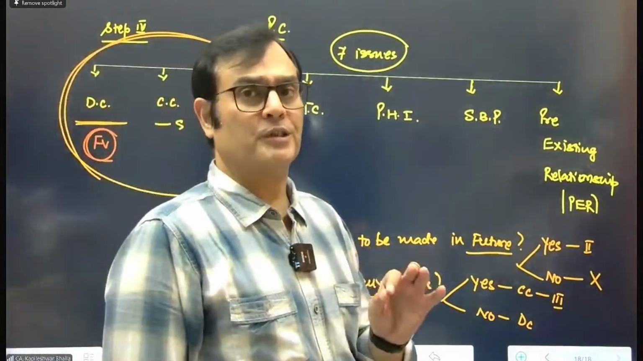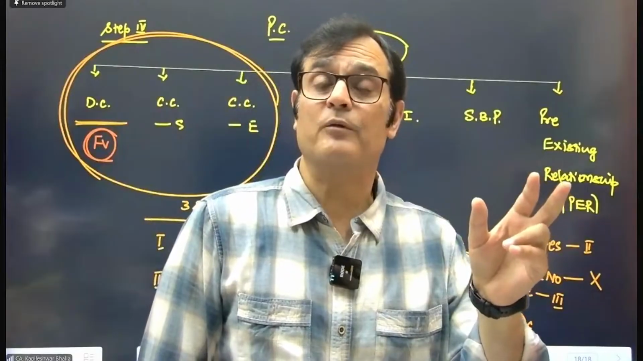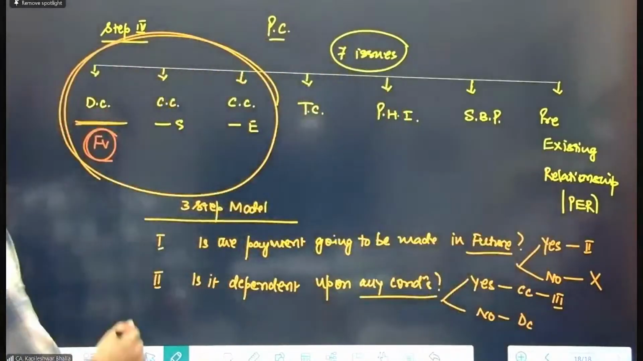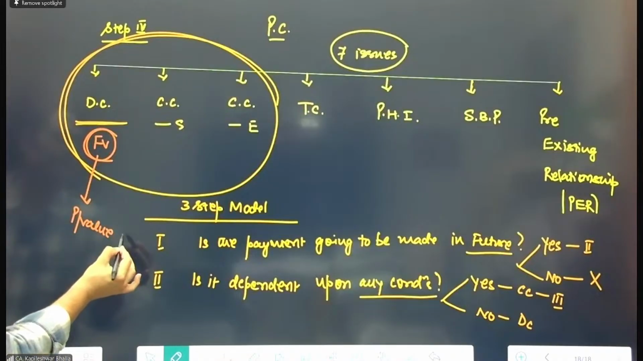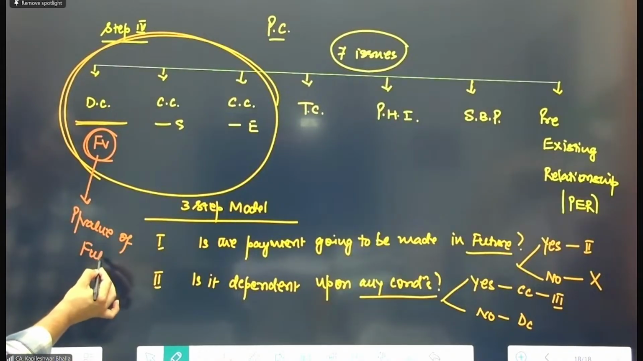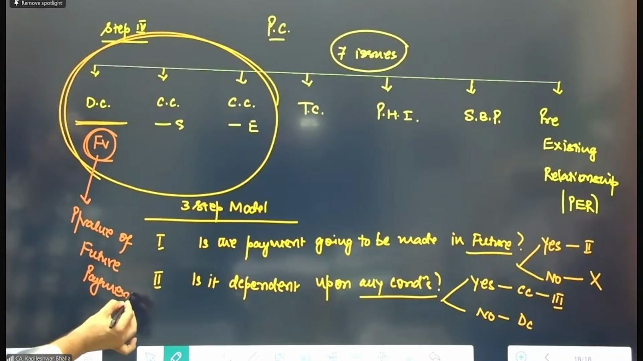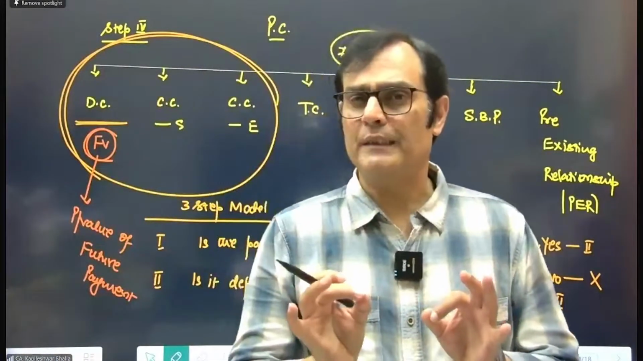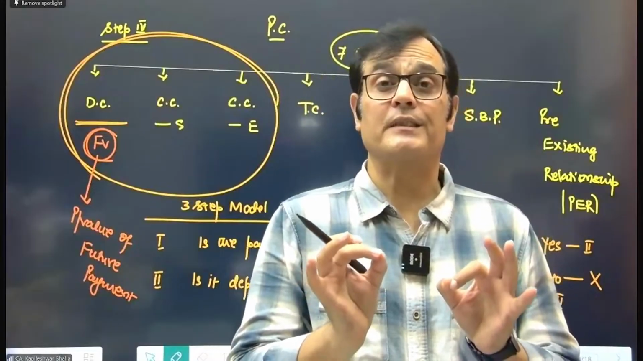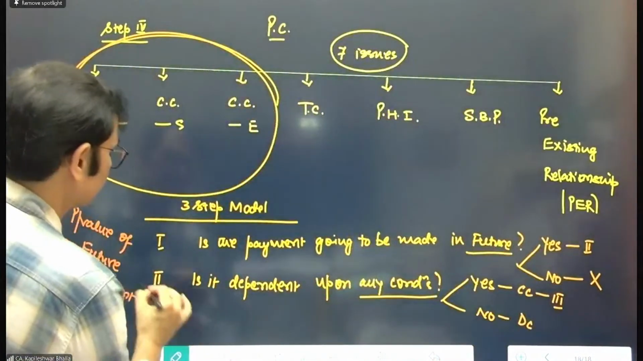So if you reach a conclusion that it is a deferred consideration, it is a part of the PC at a fair value. What is the fair value? The fair value is the present value of the future payment. Whatever amount is going to be paid in the future, its present value is taken as a part of the purchase consideration. And if there are ifs and buts conditions attached, we go to step number 3.